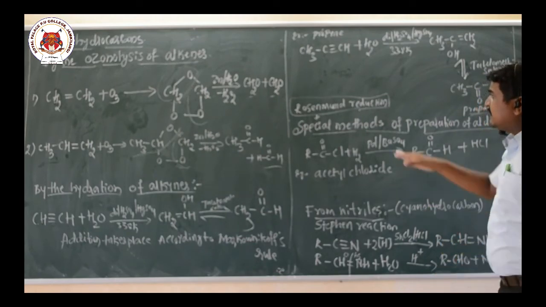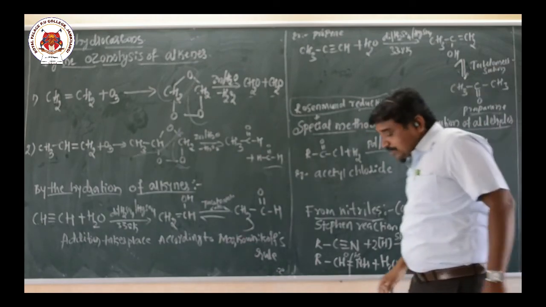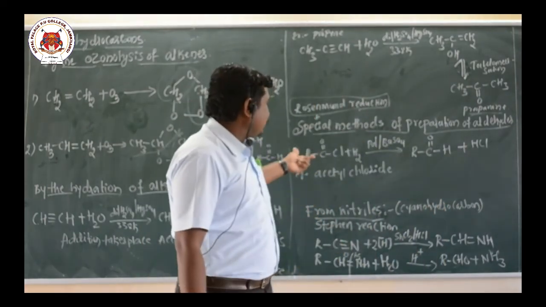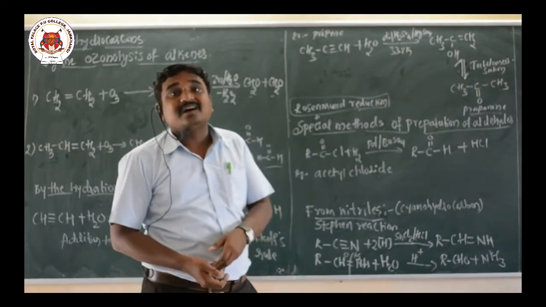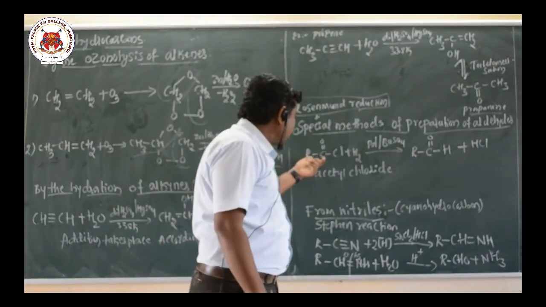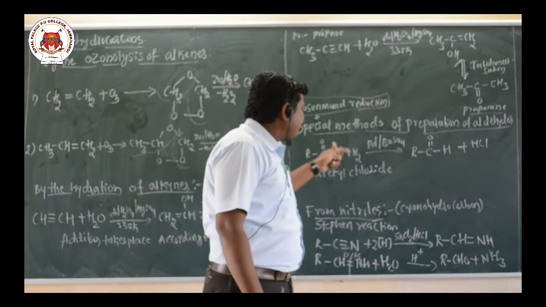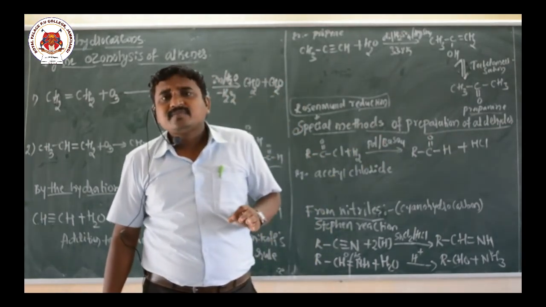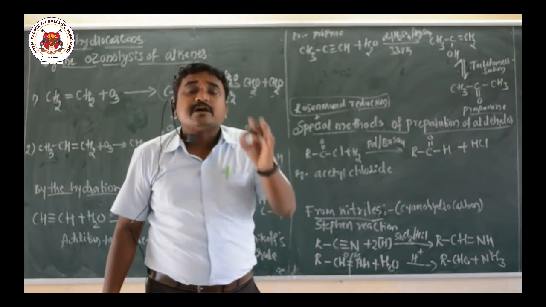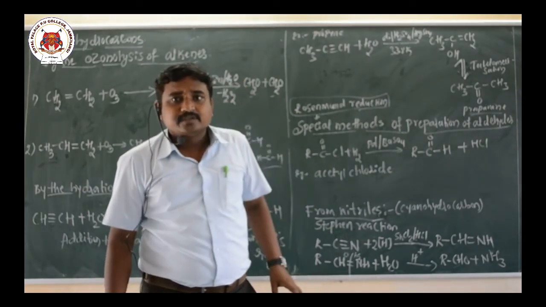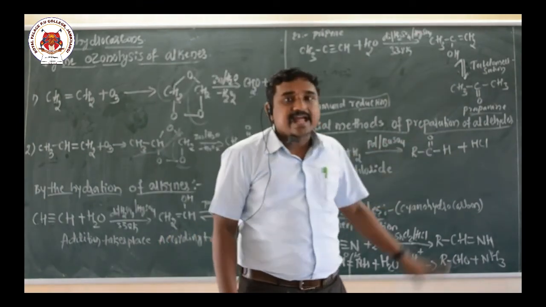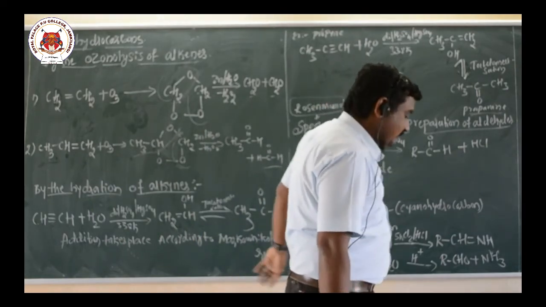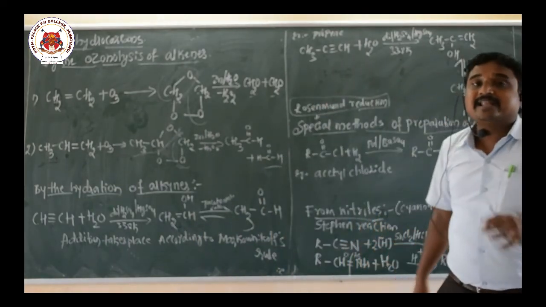So next one, special methods for the preparation of aldehyde. The first one, acetyl chloride. This acetyl chloride, when it is heated with hydrogen in presence of palladium catalyst supported over barium sulfate, gives aldehyde. This reaction is called Rosenmund reduction. This is a very important named reaction, Rosenmund reduction.